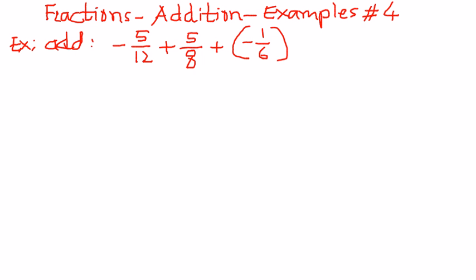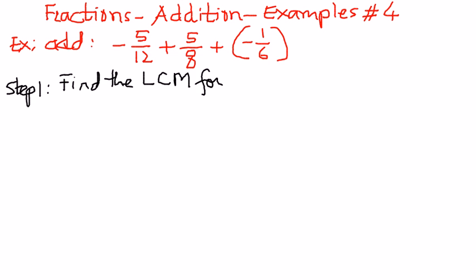So as step number 1, we're going to find the least common multiple for the denominators 12, 8 and 6. Let's write that thing down. Find the least common multiple for the denominators of these fractions, for the numbers 12, 8 and 6. How do we do that? Let us follow the procedure which we followed in our previous presentation.